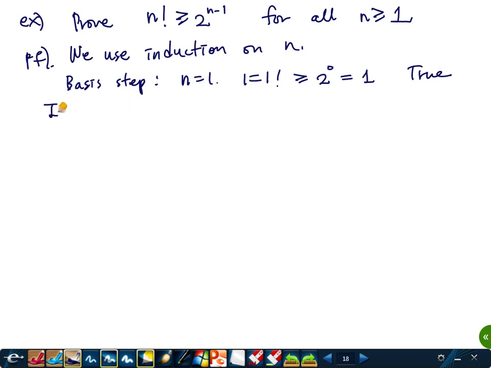And inductive step. So we assume that this is true for n. Suppose that the statement is true.